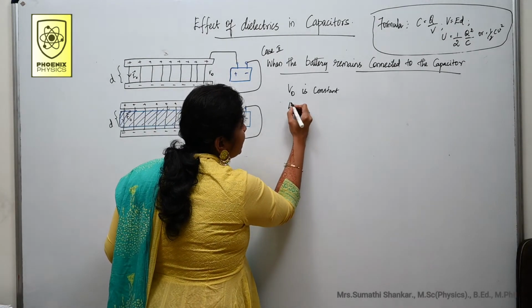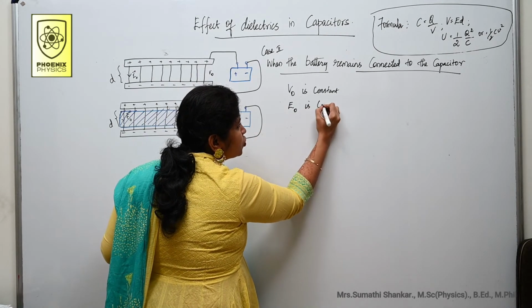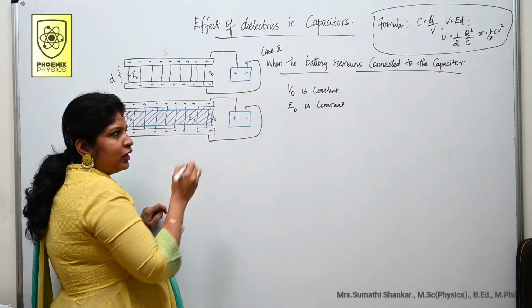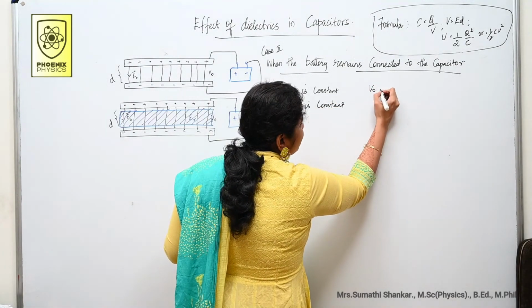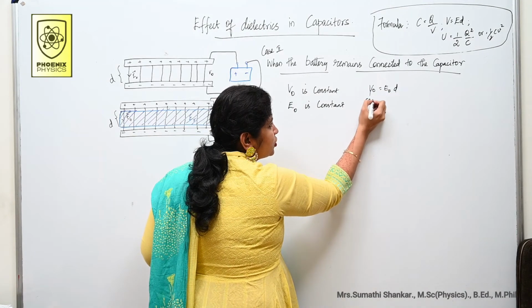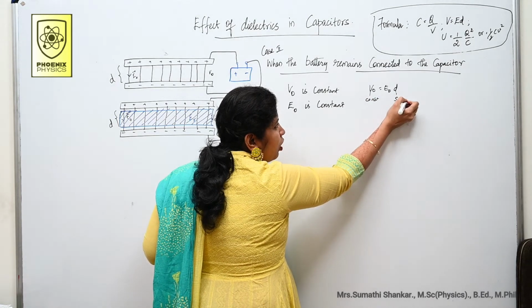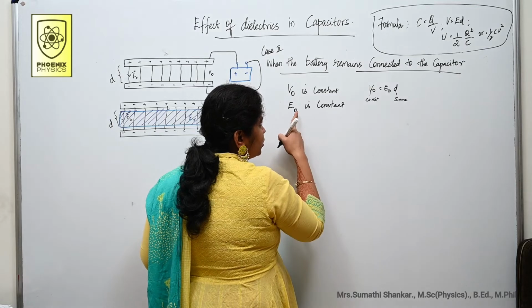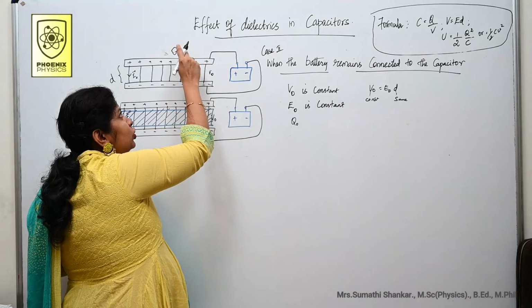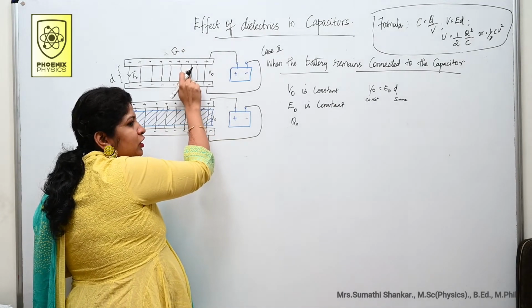Then what about the electric field? E naught is also constant. Why did I say E naught is constant? See, V naught is equal to E naught into D. Here V naught is constant, D is the same, so obviously E naught is also constant. So E naught is constant here. What about Q naught? Q naught is the charge stored in the capacitor without dielectric.